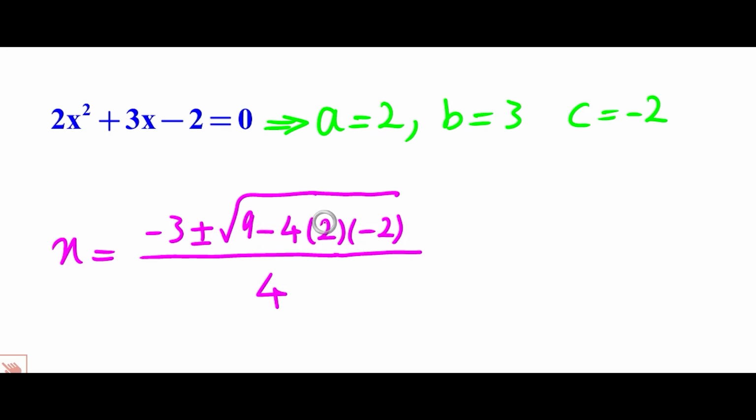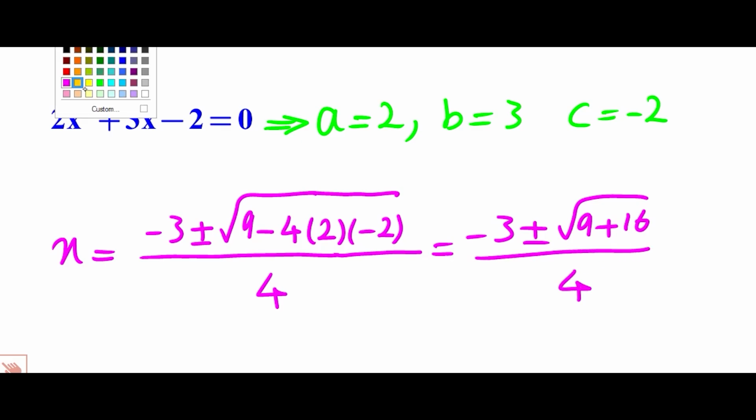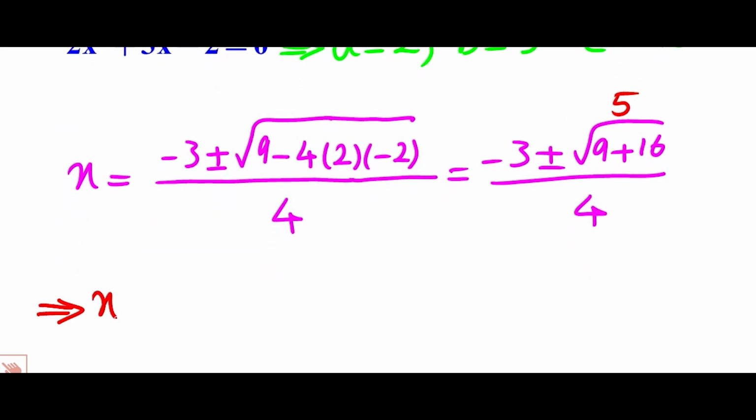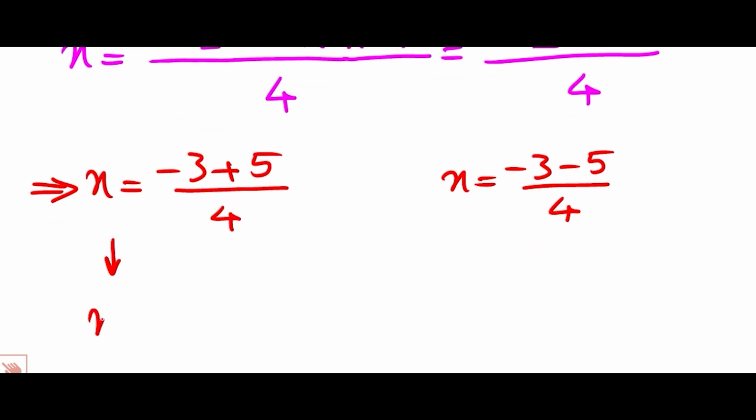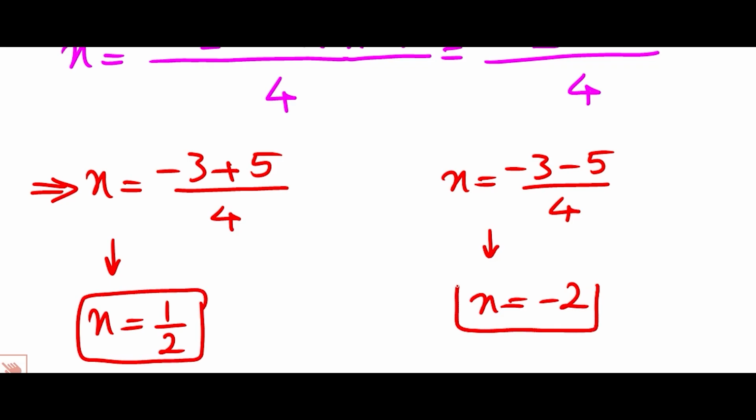So 9 minus negative 4 times 4 is negative 16. So we have negative 3 plus or minus the square root of 9 plus 16, over 4, right? And we know that 9 plus 16 is 25. So the square root of 25 is 5. So we have x equals negative 3 plus 5 over 4, or x equals negative 3 minus 5 over 4. So the final answer is x equals 1/2 and x equals negative 2. So the solutions are 1/2 and negative 2.